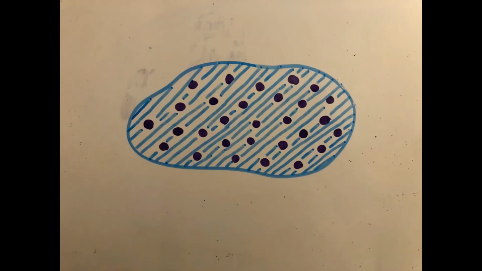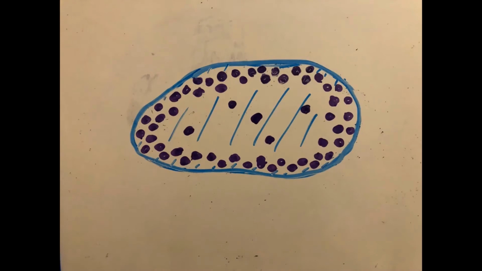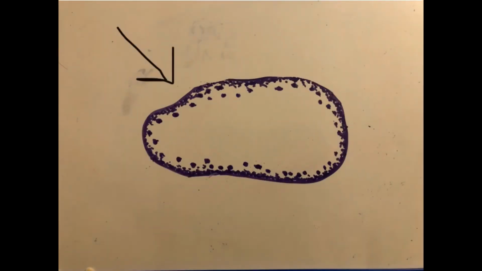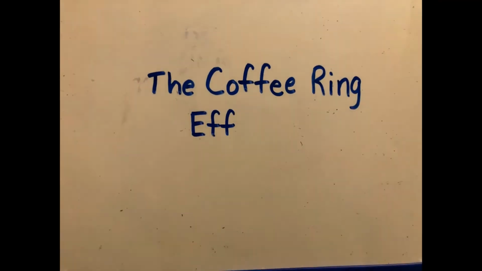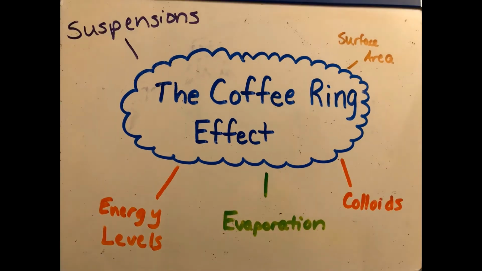So what is the coffee ring effect? It's a phenomenon in which particles suspended in a liquid are deposited in higher concentrations along the edges of a drop or puddle of the mixture as the liquid evaporates, instead of remaining evenly distributed as they were in the mixture. Though it seems like a pretty simple process, the explanation as to why this occurs requires an understanding of a few key concepts of physics and physical properties.